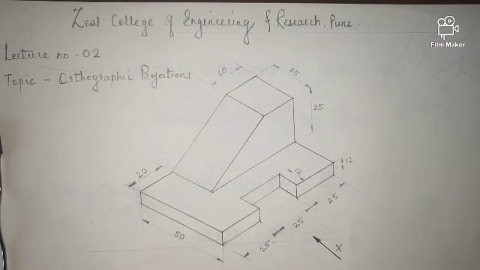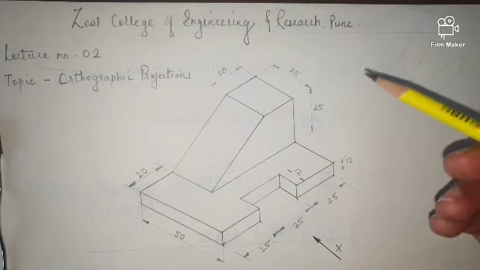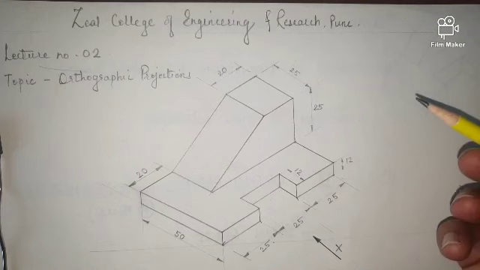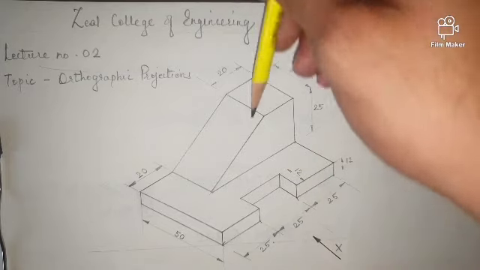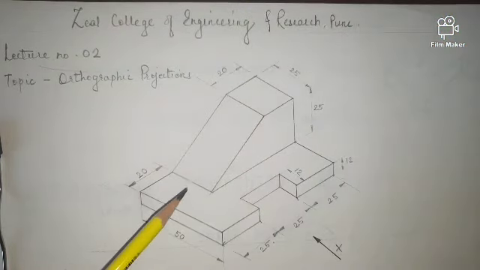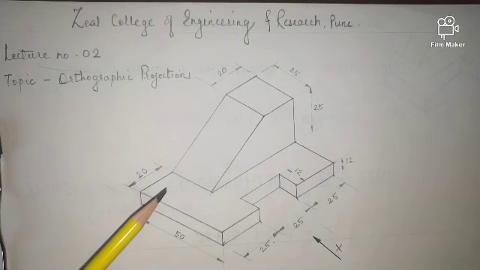Now the question is how to identify the front view, whether we have to assume this as the front view or this as the front view. There will always be an arrow which will indicate the direction of the front view. We can see an arrow right here on the screen with X. So the instructions will be that we have to draw the front view in the direction of X. The observer is assumed to be standing here and observing the object from this direction. So this will be the front view, this will be the top view, and this will be the left hand side view, which we have to draw.